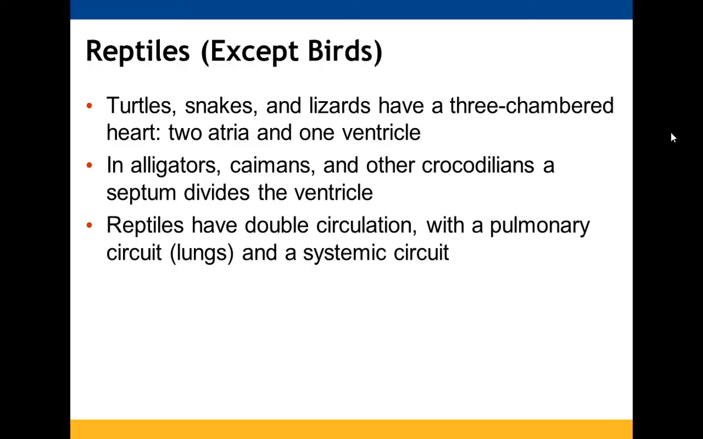Reptiles have two atria and one ventricle, such as turtles, snakes, and lizards. Notice birds are an exception up there. Alligators, caimans, crocodilians will have a septum to divide up the ventricle. And then reptiles will have double circulation. They'll have both the pulmonary circuit and the systemic circuit.